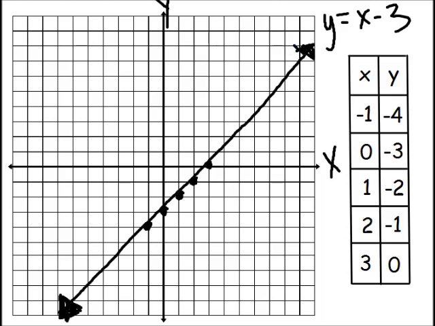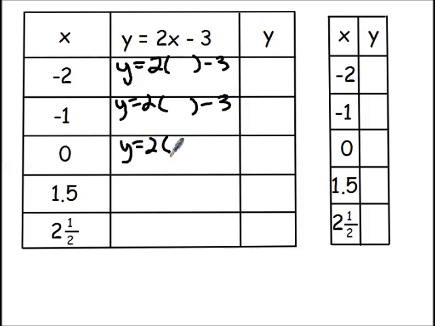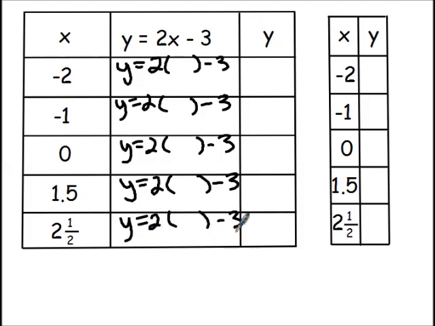Now let's try another one. y equals 2x minus 3. Again, each time we're going to substitute a different x value so that we can come up with a set of x and y values to plot on the coordinate plane. So I'm just going to copy my equation down in each field, and then I'll substitute in my x values.